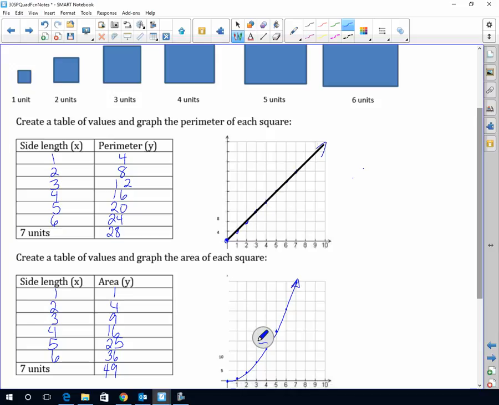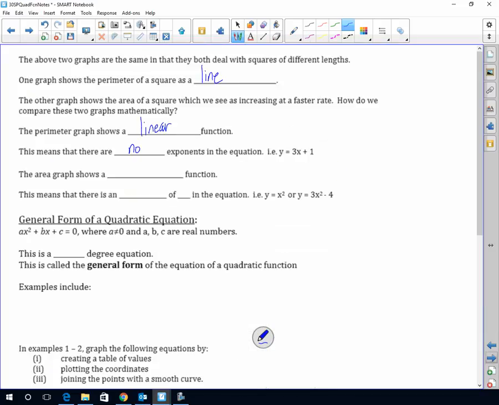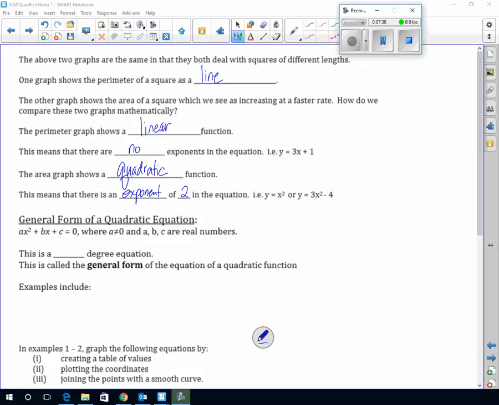Okay, so the area graph shows, here's a new term, quadratic function. This means there is an exponent of 2 in the equation. For instance, y equals x squared. That's actually what we graphed, y equals x squared. Y equals 3x squared minus 4. So the general form for a quadratic is ax squared plus bx plus c equals 0, where a cannot be 0. How come a cannot be 0?